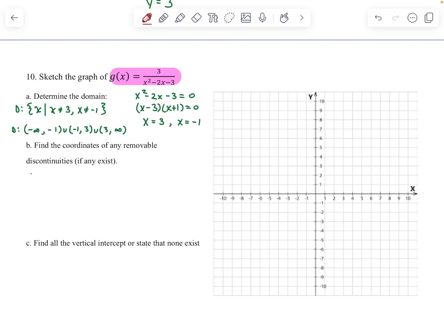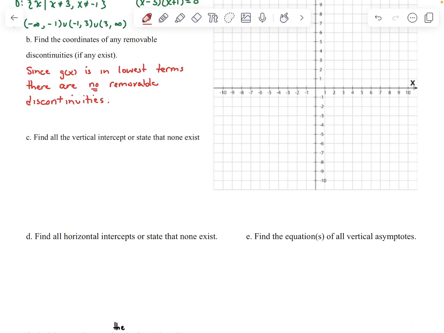Part B. Find the coordinates of any removable discontinuities, if any exist. Since g of x is in lowest terms, there are no removable discontinuities. Part C. Find all the vertical intercepts or state none exist. To find the vertical intercepts, we need to evaluate g of 0, and that will equal 3 divided by 0 minus 0 minus 3, which is equal to negative 1. So the graph of g of x passes through the point (0, negative 1).